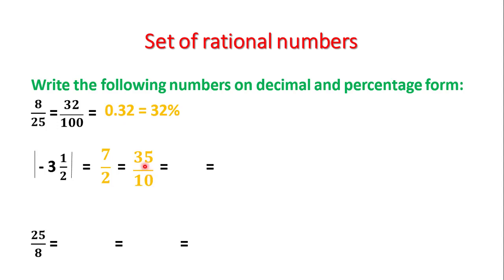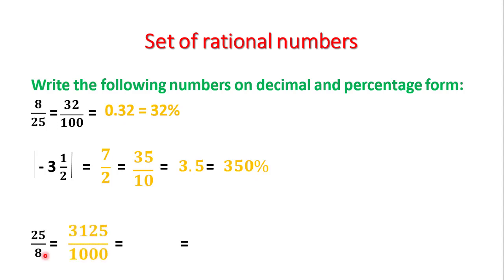Put a decimal point after how many places? One place from the right. So 3.5. From decimal to percentage, just multiply by 100 to get 350%. The last one here is 25 over 8. By the same way, I'll multiply up and down by, we have 8, so I multiply by 125.